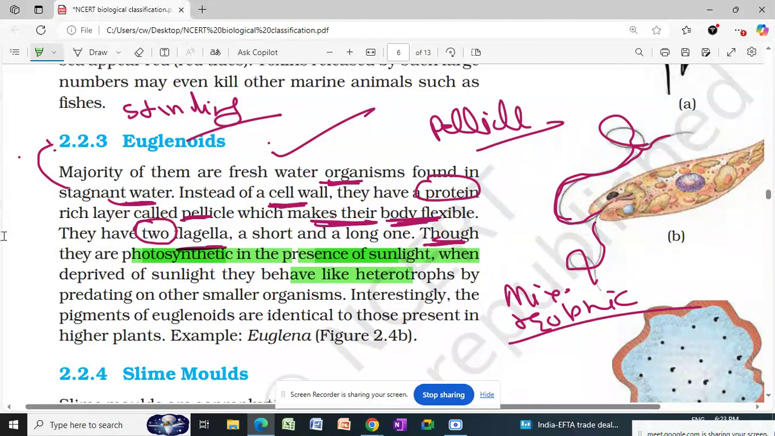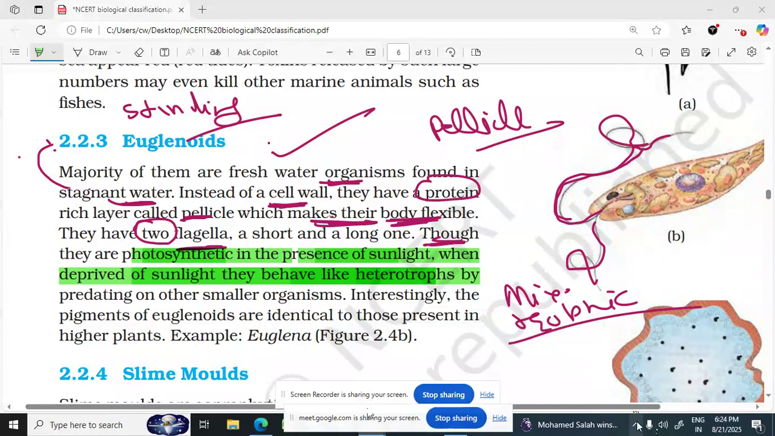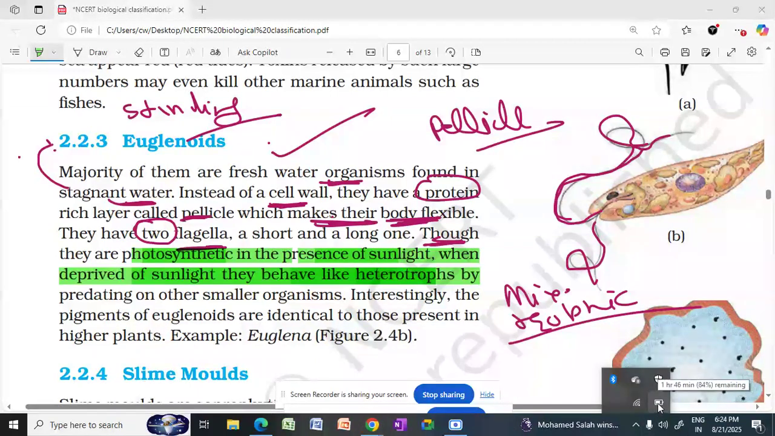I am highlighting this point, so this is important. In that case they will behave like heterotrophs. How do they behave like heterotrophs? By predating on smaller organisms. They just behave like heterotrophs by predating on the smaller organisms.